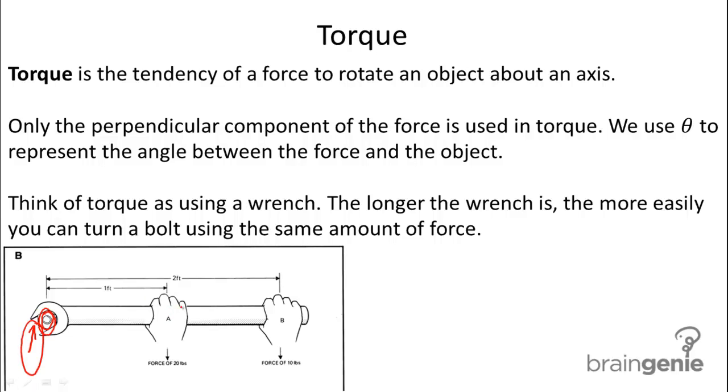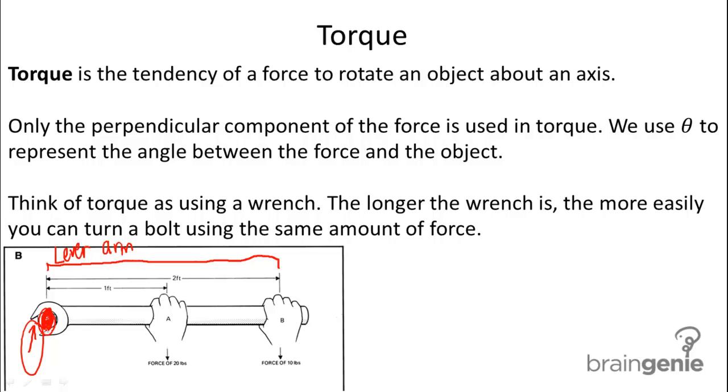Now, obviously we know when we're using a wrench, we want to use it at the very edge of the wrench. If we used it here, we wouldn't be able to get as much torque. We'd have to use more force to get the nut to turn, the bolt to turn. If we use the wrench at the very edge, increasing the radius, or what we call the lever arm, we increase the torque.